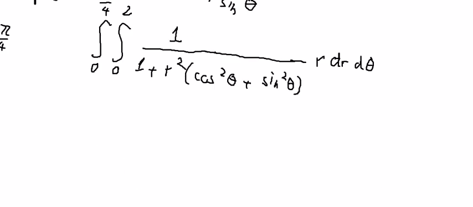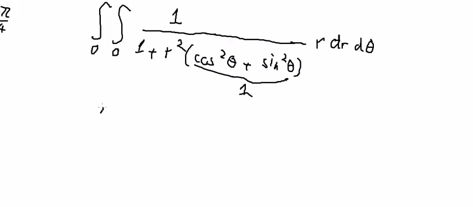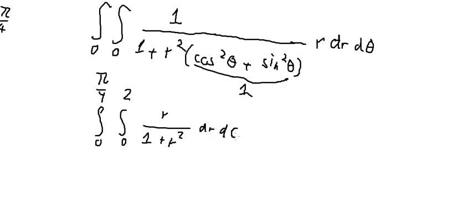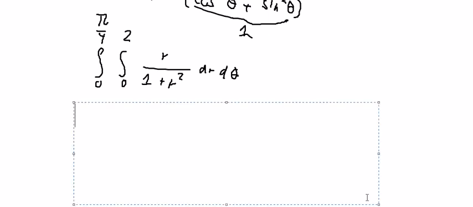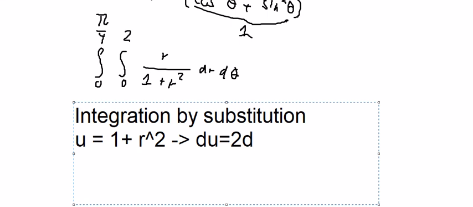And now we need to calculate this one. This one we change to 1. And now we just have r over 1 plus r squared, dr d theta. In this situation, we can use integration by substitution. So we put u equals 1 plus r squared, du equals 2r dr, and we divide both sides by 2 because we don't have the 2 in here.